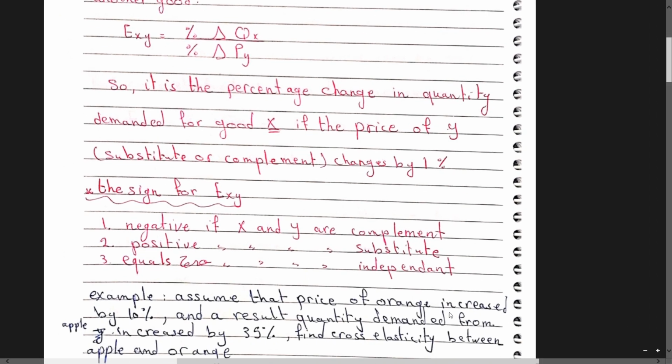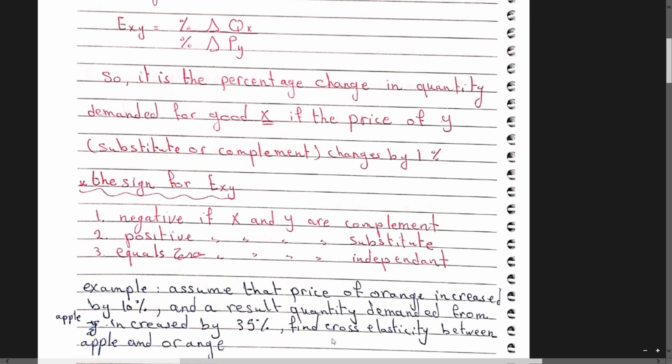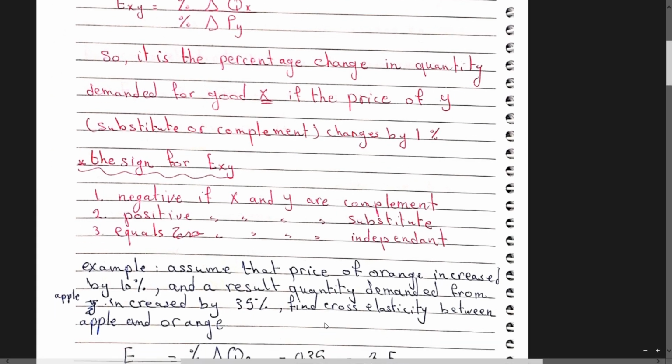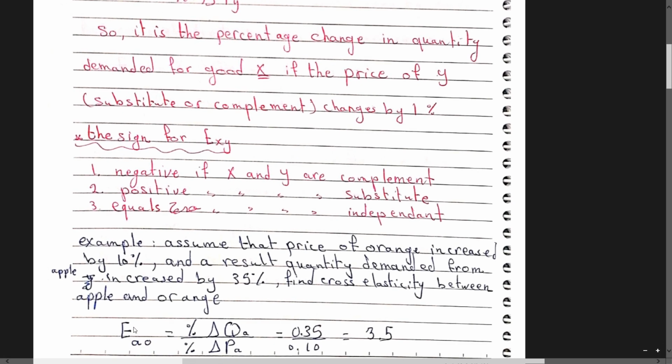Assume that the price of orange increased by 10% and the quantity demanded for apple increased by 35%. Find the cross elasticity between apple and orange. Apple and orange are substitute goods, right? If the price of one increases, people stop buying it and look for its substitute. So the question is very simple: elasticity between A and O, A for apple and O for orange.